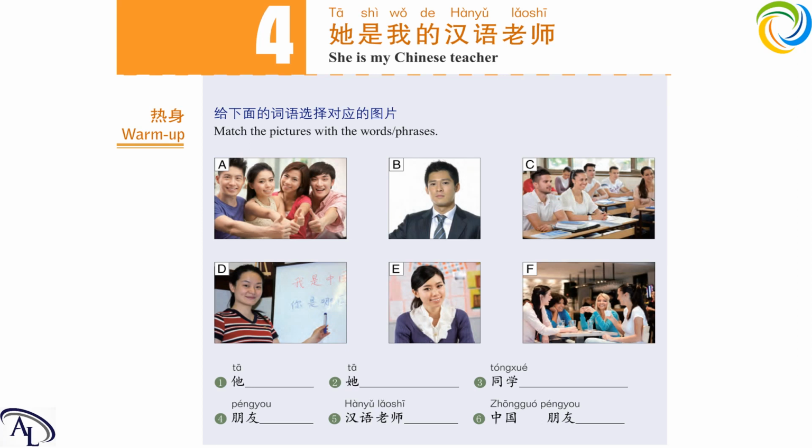Okay, last one is 中国朋友. This one is really easy to guess its meaning. 中国 we've already learned, it means China, right? China. And 朋友 we've learned here, it means friend. So this one, 中国朋友 means Chinese friends. Now I will give you 15 seconds. Try to fill in the blanks.